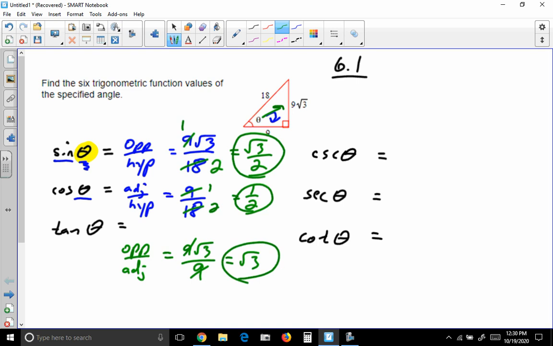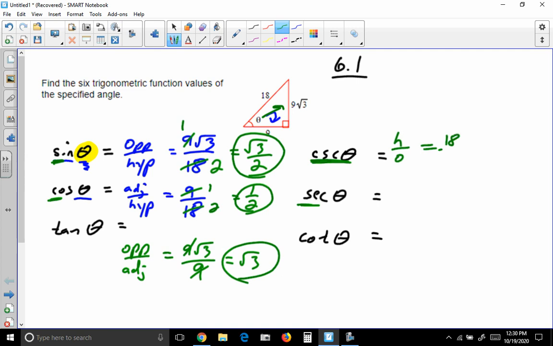Now the other three ratios are just the reciprocals of these. Cosecant is the reciprocal of sine. I often remember it as the C's don't go together and the S's don't go together. So the C goes with the S. The S here goes with the C here. So cosecant is the reciprocal of sine, so hypotenuse over opposite.